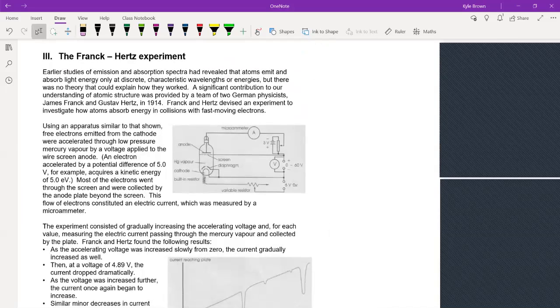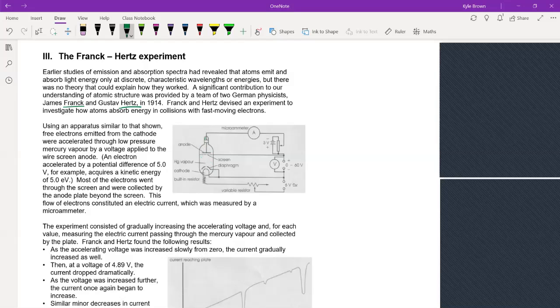Okay, so another experiment that you guys have to figure out how it works. This is called the Franck-Hertz experiment, made by two scientists, Franck and Hertz. And here's what they did. They filled up a chamber with mercury vapor, right? Just imagine that there's little mercury vapor all the way through this chamber, okay?